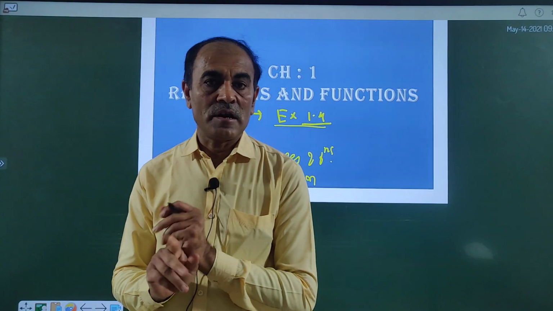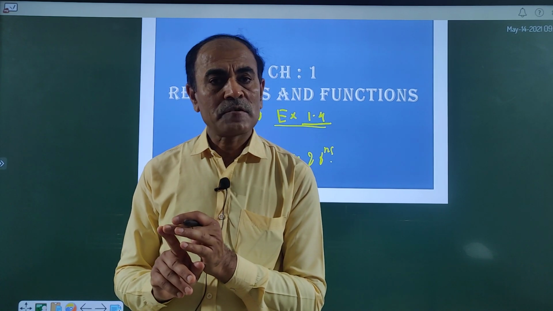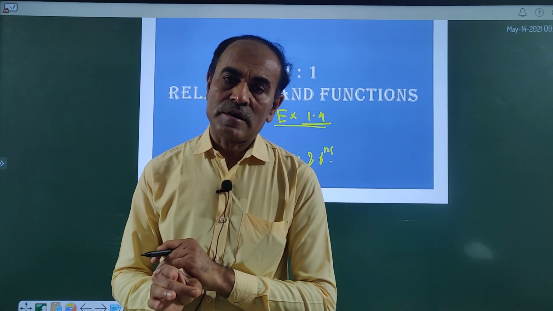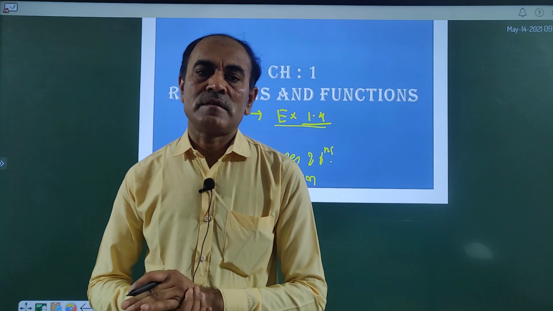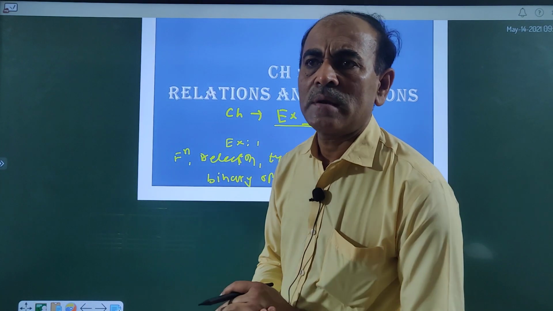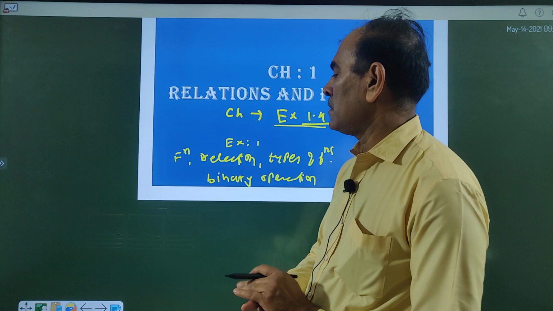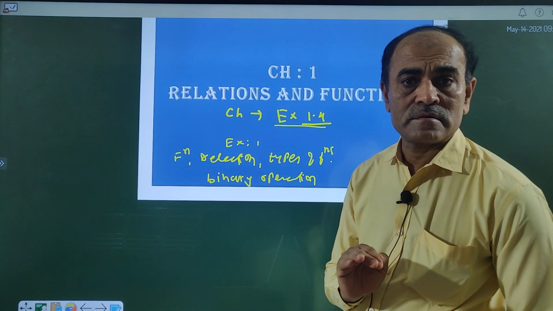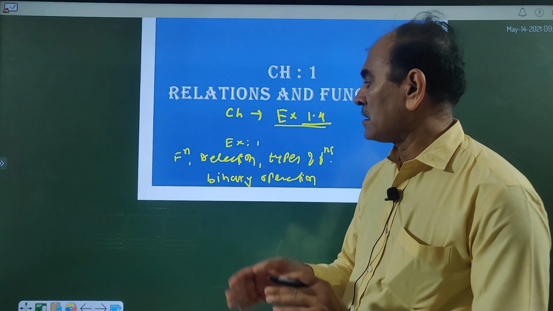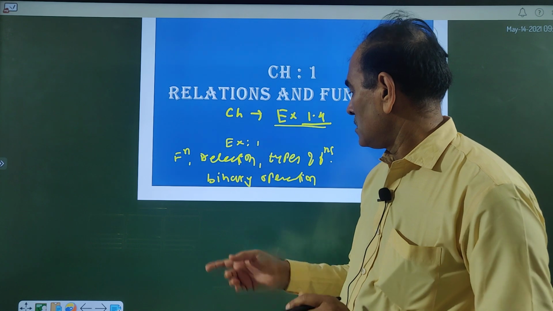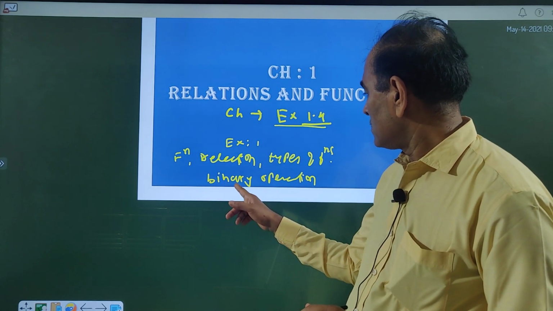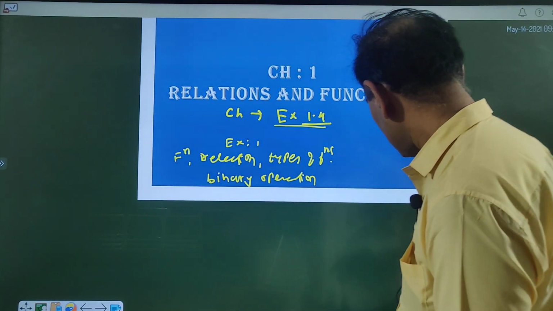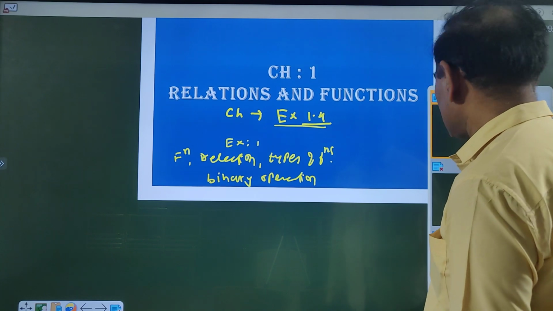First of all, the first concept is relation and types of relation: reflexive, symmetric, transitive, skew symmetric, and equivalence relation. We have already seen some examples based on that. Then we saw the definition of function, types of function, one-oneness, onto-ness, invertible function, and examples based on that. And lastly we saw binary operations. And today we are going to see the miscellaneous exercise. Let us see one by one.